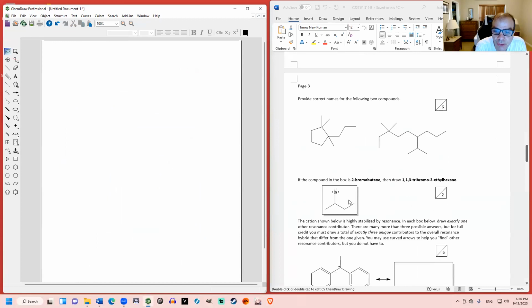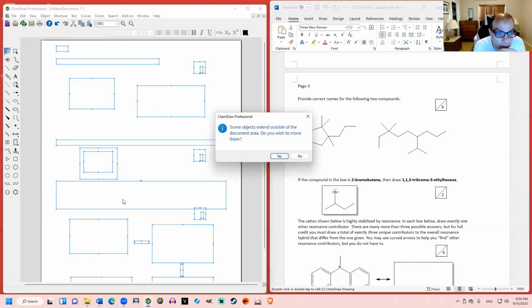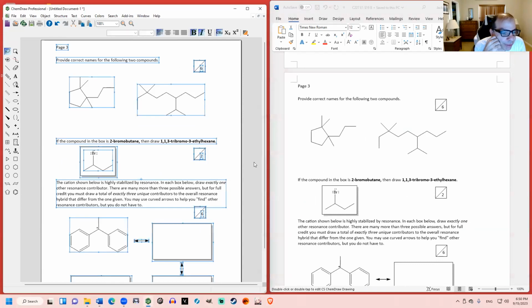Let's look at the next page. Moving right along. Yes, let's move them. We'll see what happens.